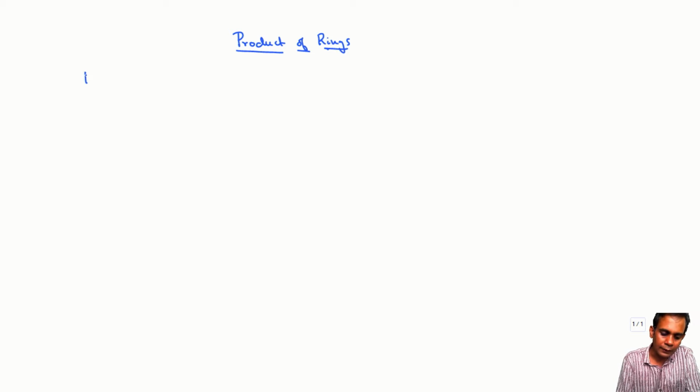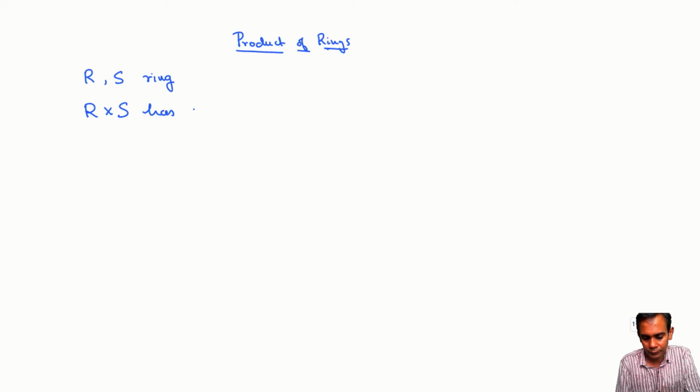In this lecture, I'm going to talk about product of rings. Suppose you have two rings R and S, then you can form a new ring by putting a ring structure on the Cartesian product. And this structure is just component-wise addition and multiplication.